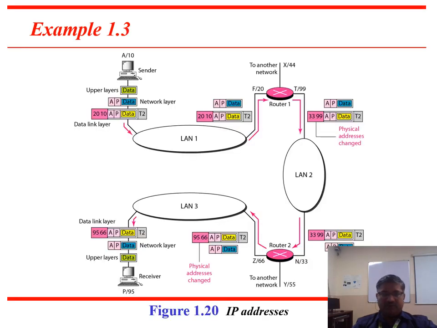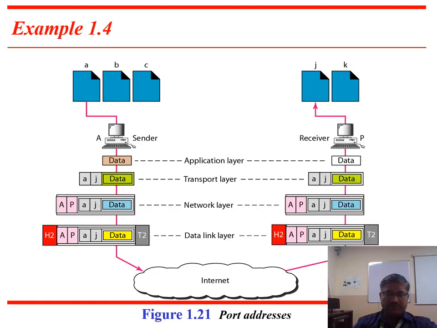Here is another example. This example shows part of an internet with two routers connecting three LANs: LAN 1, LAN 2, LAN 3. Each device means a computer or a router. This is a router, this is a computer, and these others we can all call computers.